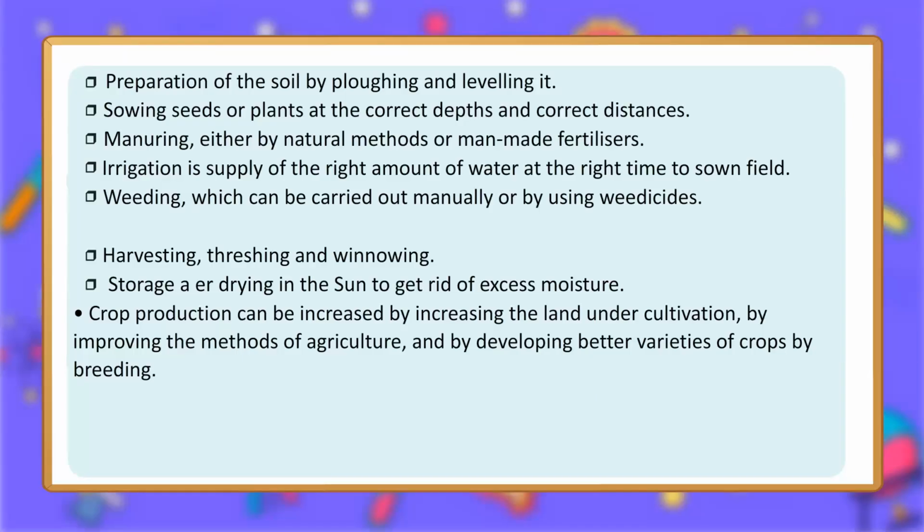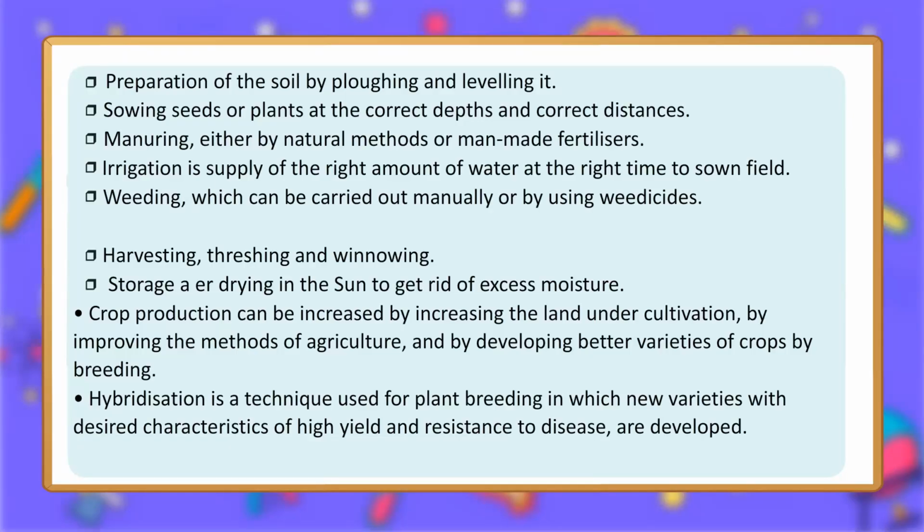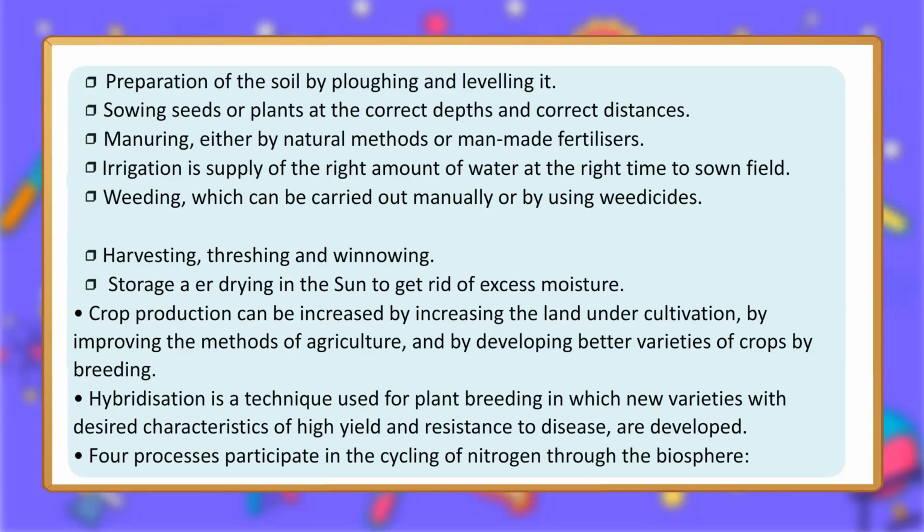Crop production can be increased by increasing the land under cultivation, by improving the methods of agriculture, and by developing better varieties of crops by breeding. Hybridization is a technique used for plant breeding in which new varieties with desired characteristics of high yield and resistance to disease are developed. Four processes participate in the cycling of nitrogen through the biosphere.